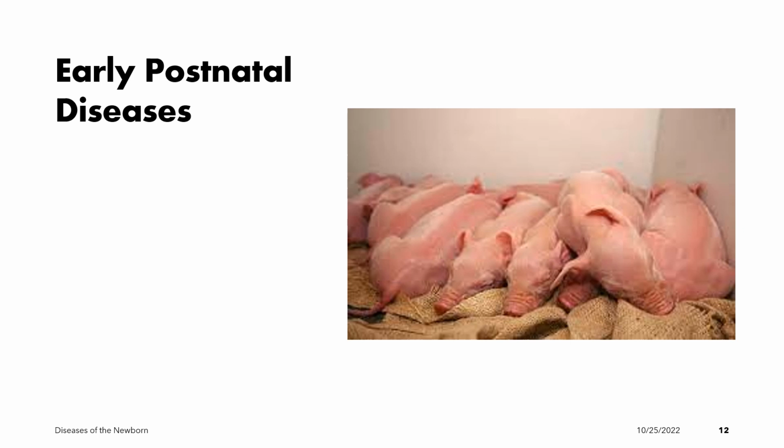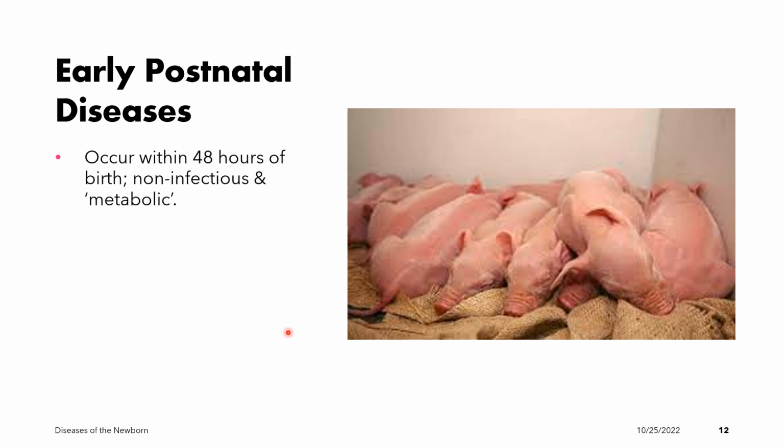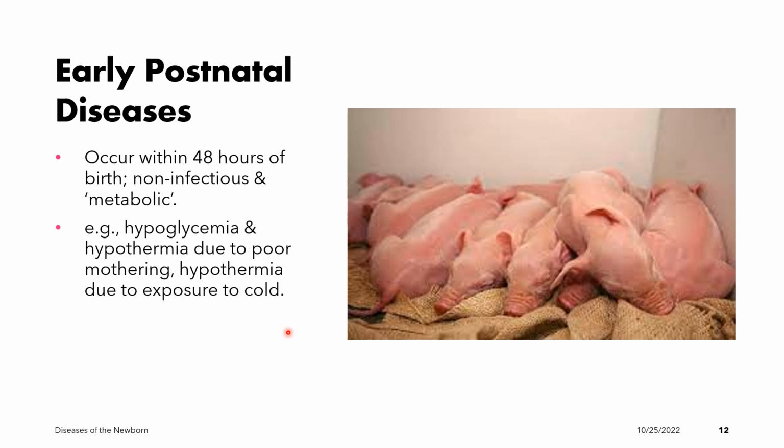Let's now proceed to the postnatal diseases. The postnatal diseases are classified according to the stage wherein the disease occurred after birth. It could be early, late, or delayed. The early postnatal diseases occur within 48 hours of birth, and are usually non-infectious and metabolic in nature. Examples are hypoglycemia and hypothermia due to poor mothering, hypothermia due to exposure to cold, and other examples are malnutrition, low vigor, navel infection, and colibacillosis.